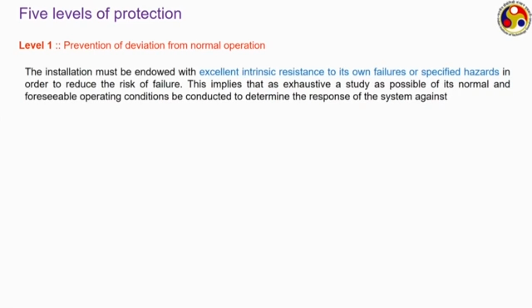The installation must be endowed with excellent intrinsic resistance to its own failures or specified hazards in order to reduce the risk of failure. So, in the first level itself, we have to provide options so that the system can always get back to small deviations or small amounts of failures.